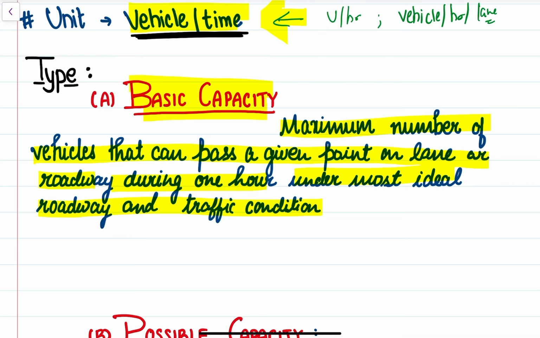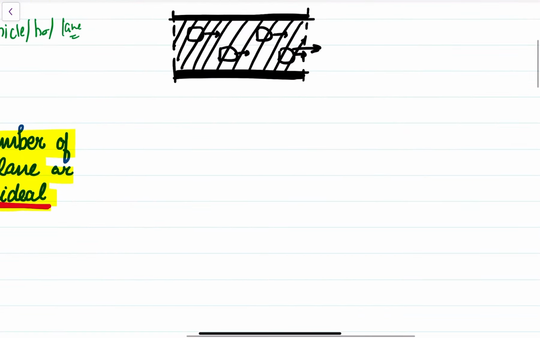conditions. Again, let's read this definition. It says it is the maximum number of vehicles, or the maximum traffic volume, that can pass a given point or a lane or a roadway. That is our study section. The maximum traffic volume that can pass the study section during a unit time, or during 1 hour, under most ideal roadway and traffic condition. What does this basic capacity mean? Again, we have our study road section.